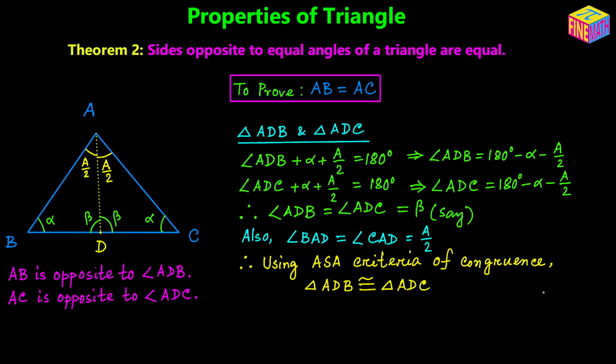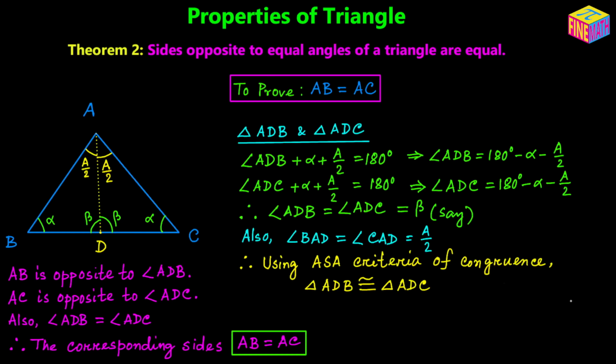So because those two angles are equal, using the CPCT property of congruence that says that corresponding parts of congruent triangles are equal, we can say that AB and AC, being the corresponding sides between the two congruent triangles, will be equal. And that's exactly what we needed to prove here, right? For this theorem, we needed to prove that AB is equal to AC, and we have been able to prove that yes, in fact, AB is equal to AC.